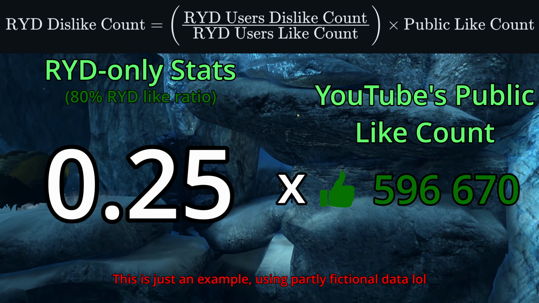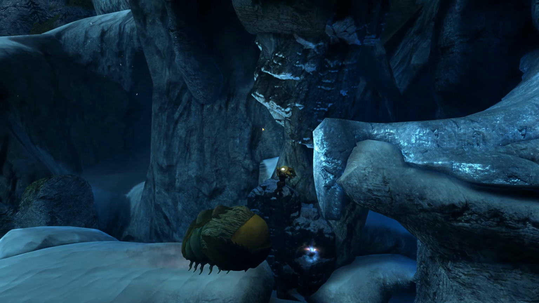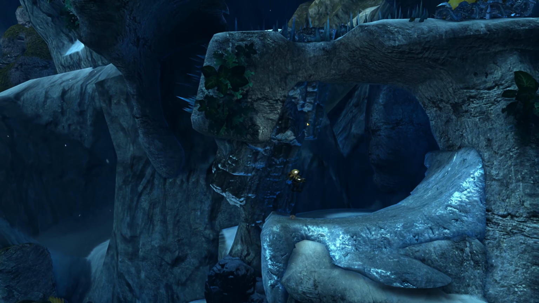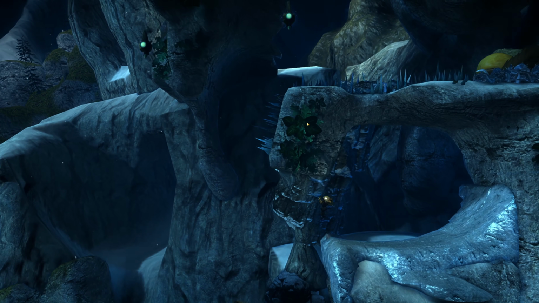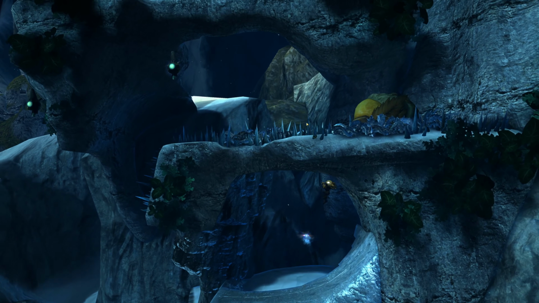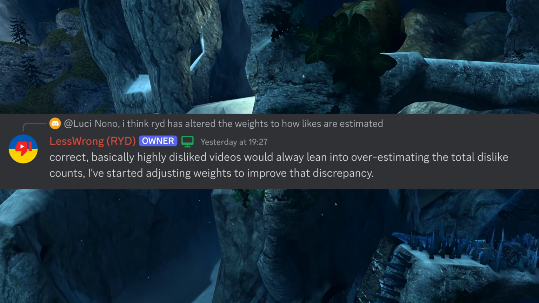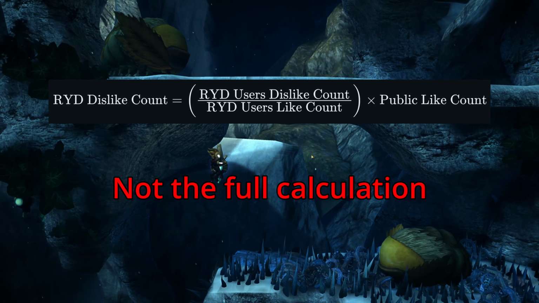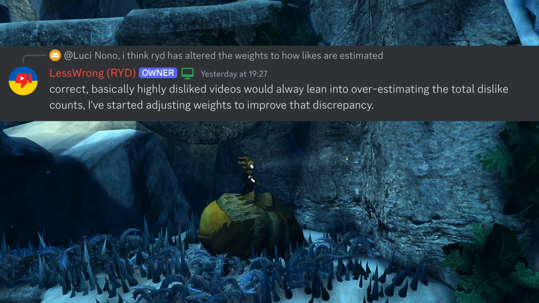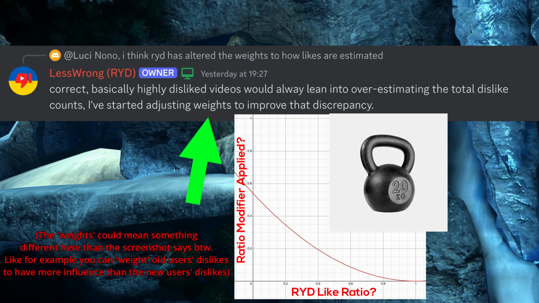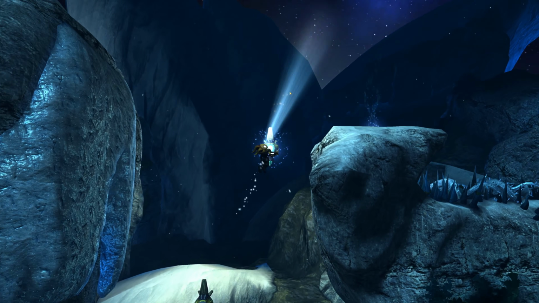While this sounds like a good solution, it's actually very biased. Think about this. Do you not think that the type of person who uses the Return YouTube Dislike extension is much more likely to dislike videos than the average viewer? The developer of this extension seems to know that, and admits to it, which is why this isn't even how the final dislike count is calculated. On the Discord server for the extension, the creator admits that some sort of weights are applied to better estimate the dislike count. So this isn't even the final formula.